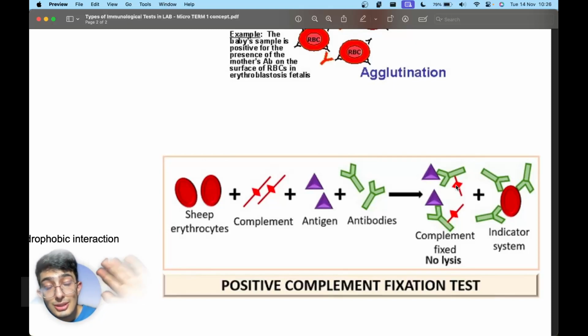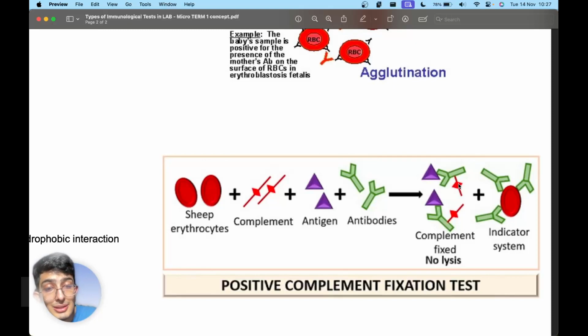Suppose the person did not have kala azar, but we took his blood and did the same thing, right? If the person does not have this antigen, will the antigen-antibody complex form? No, because the person does not have kala azar. If there is no antigen-antibody complex, will the complement be fixed with the antigen-antibody complex? No, because there is no antigen-antibody complex, right?